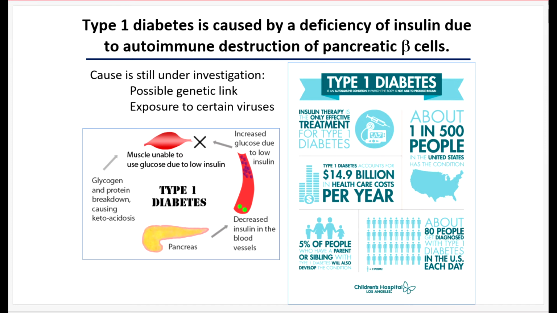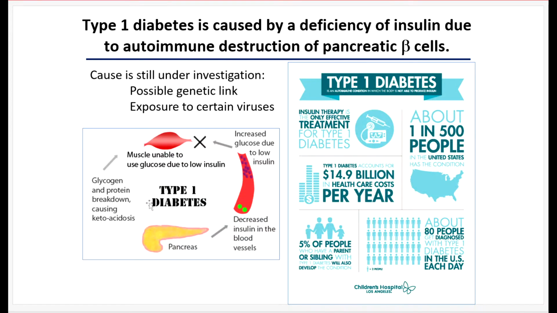It has been linked to exposure to different viruses in early childhood. So certain viral infections can result in the production of antibodies that attack and destroy your pancreatic B cells.